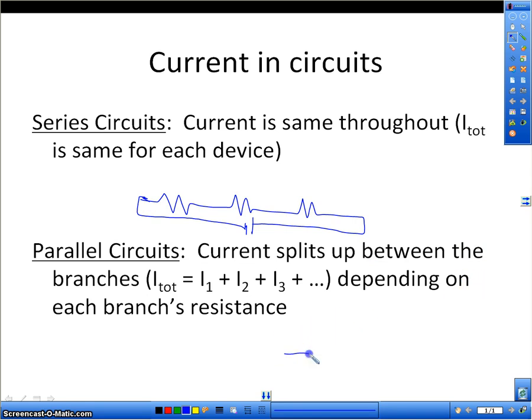In a parallel circuit, when devices get split up into various branches, then you have the current that actually gets split up.